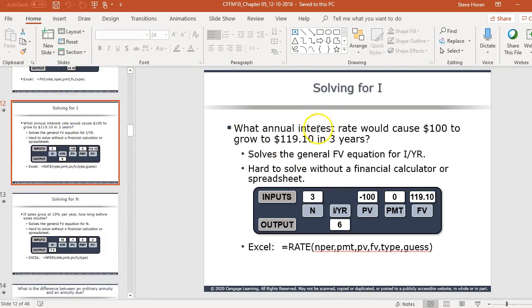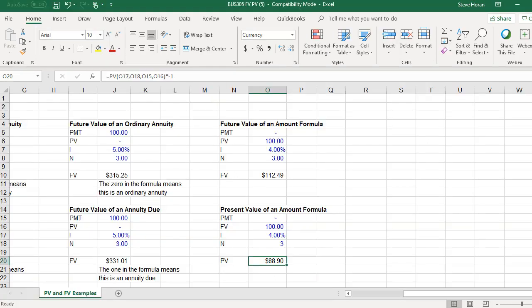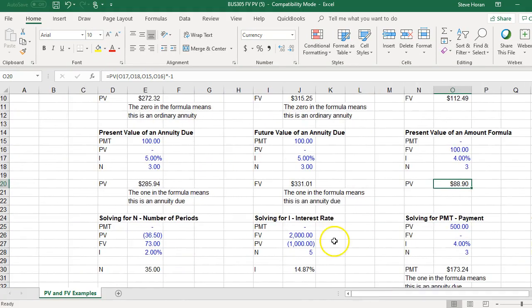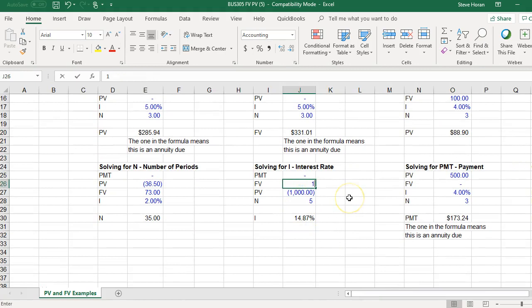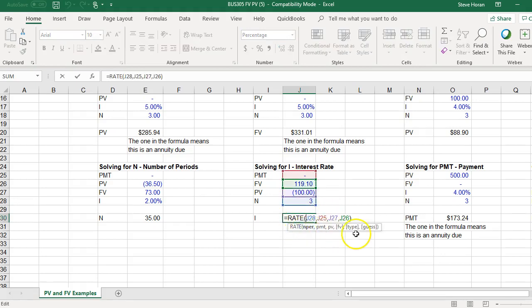And then here's the one that's solving for the interest rate. So it says basically what interest rate will turn $100 into $119.10 in 3 years. Okay, so it's called the rate formula. And we'll go down to the bottom is where I've got this one. So the future value is $119.10. The present value was 100, and we knew it was over 6 years. Oops, my bad, 3 years. We get 6% as the answer. Okay, so here is the rate formula. You can see all that.